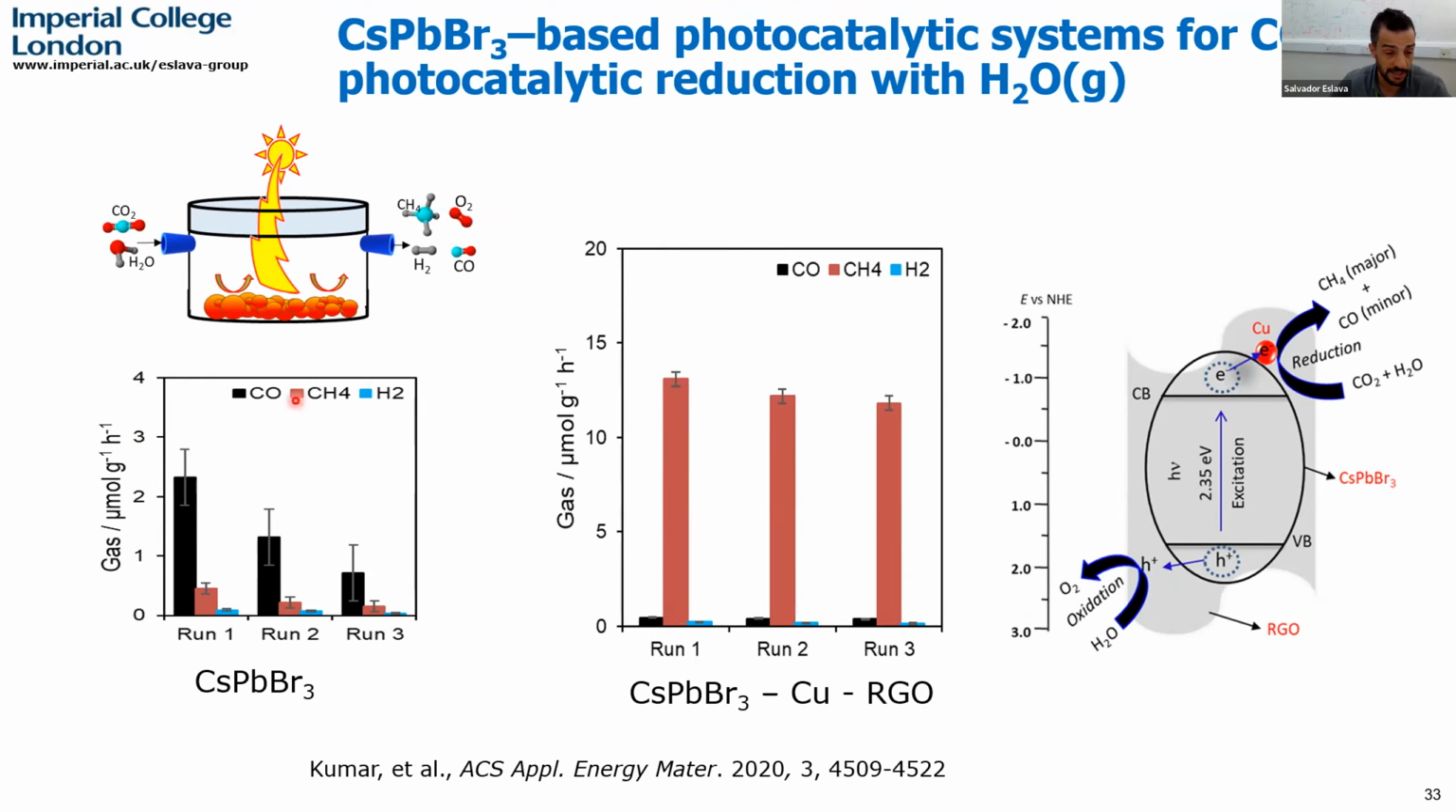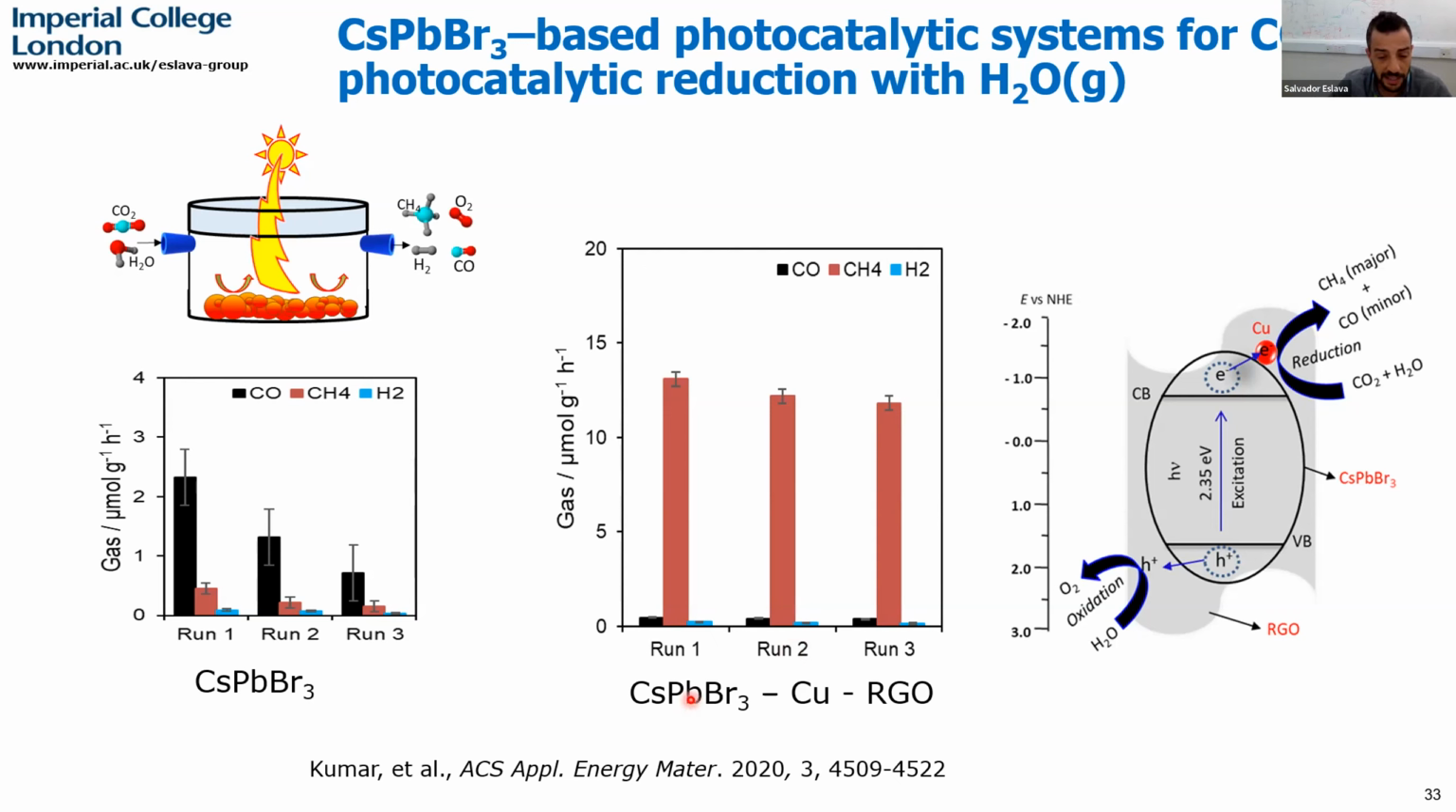When we tested these powders for photocatalysis, we could see some CO, CH4 and hydrogen, but it was degrading with time. However, with the reduced graphene oxide and copper, we had more photocatalysis and also better stability, because you can see it's not decreasing with the number of runs, and better selectivity to CH4 because of copper, which is known to be a good electrocatalyst that favors the formation of intermediates that lead to CH4. So that was very good.